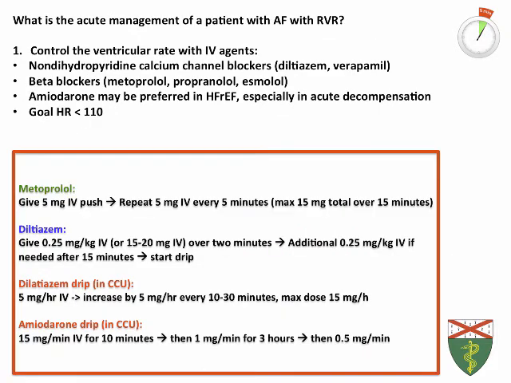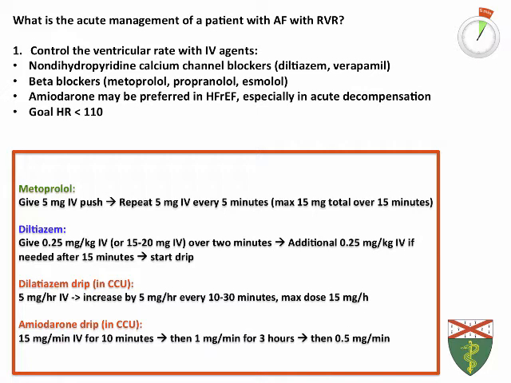The acute management of a patient with AFib with RVR. First, attempt to control the ventricular rate with IV agents. The most common of these are the non-dihydropyridine calcium channel blockers, such as diltiazem and verapamil, as well as beta blockers, such as metoprolol, propranolol, and esmolol. Amiodarone may be preferred in patients with heart failure with a reduced ejection fraction, especially in patients who are acutely decompensated. In general, the goal heart rate is below 110. Below, I've listed some basic dosages of these common medications.